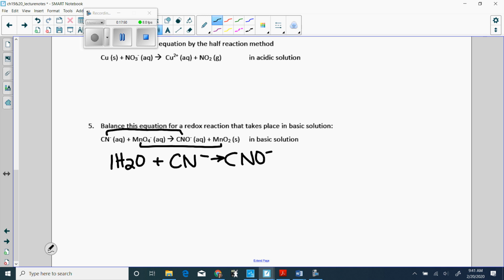Step 3, balance hydrogens by adding hydrogens. So I'm going to do 2 hydrogens over here. My next step is to balance charges by adding electrons. So I have 1 neutral plus 1 minus. So that's a -1 altogether. Yes? Okay. On the other side, I have a -1 and a 2 plus.